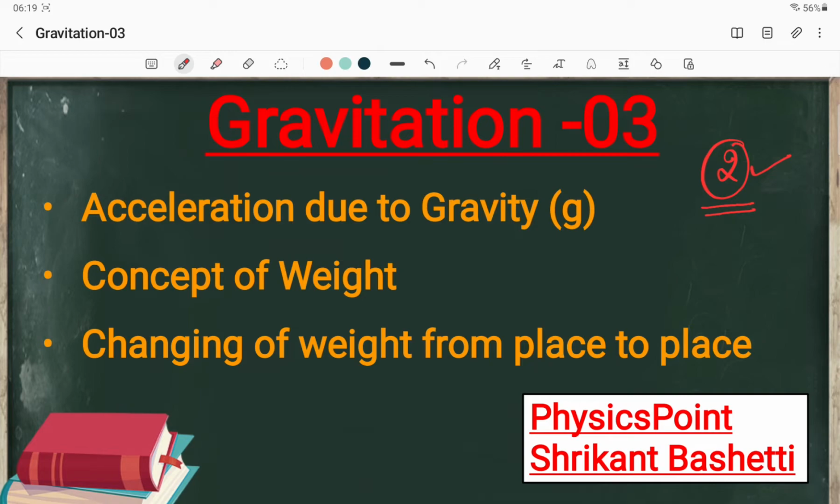All right. So in this video, we'll discuss acceleration due to gravity and the concept of weight, and we'll see the derivation of the expression for acceleration due to gravity. We'll have an idea about that. Then we'll have a discussion on the concept of weight, then the changing of weight from place to place. All right, all these details we'll discuss in this video.